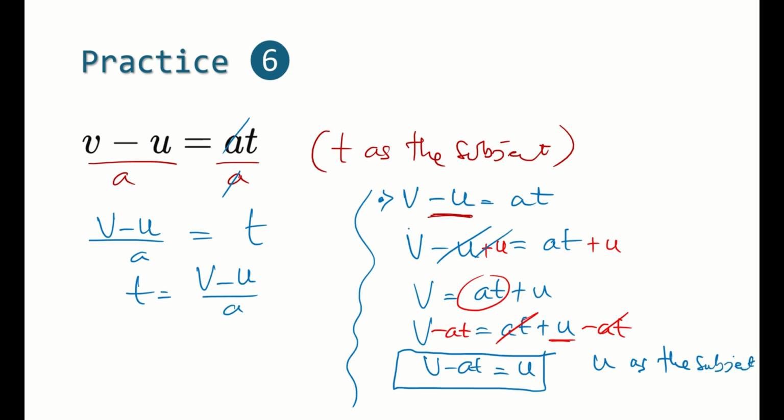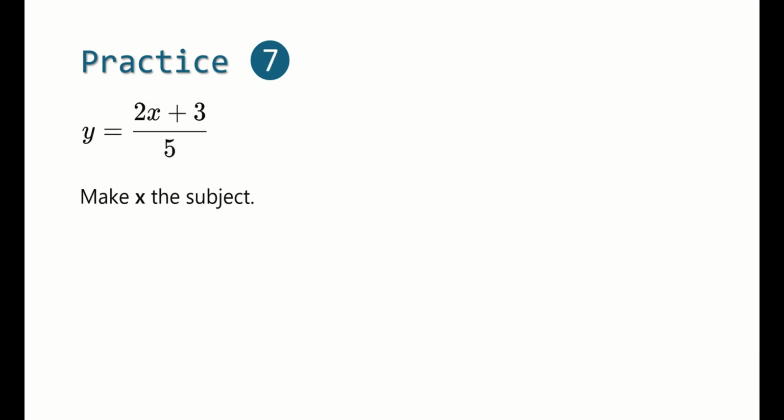So this is like the example that you can flexible. Yeah, this is the first one. T is the subject, but now we have u as the subject over here. Okay. What about this? How to make x as the subject?